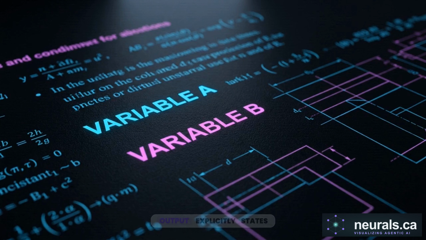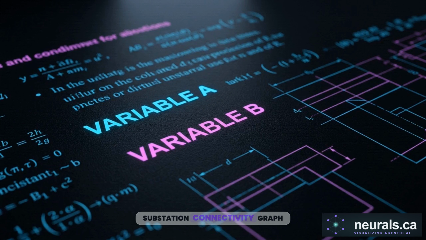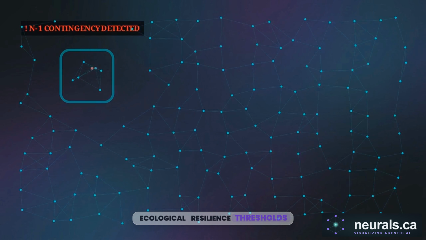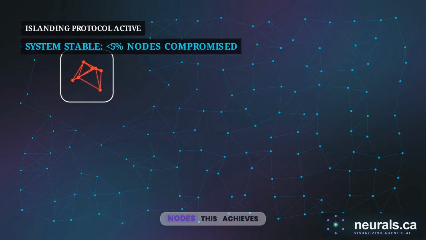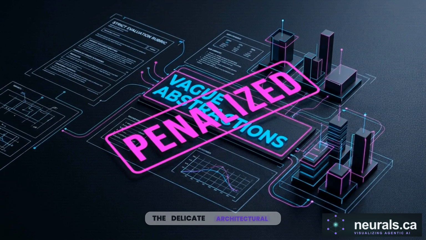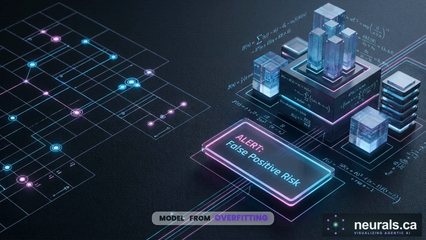The final output explicitly states, "power grids whose substation connectivity graph exhibits modularity and functional redundancy above ecological resilience thresholds will contain cascading failures to fewer than 5% of nodes." This achieves the delicate architectural balance of the system. It heavily penalizes vague abstractions while preventing the model from overfitting to prematurely concrete metrics that might be false for certain grid types.